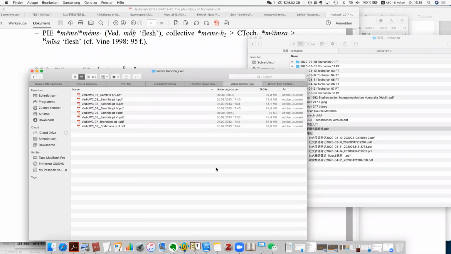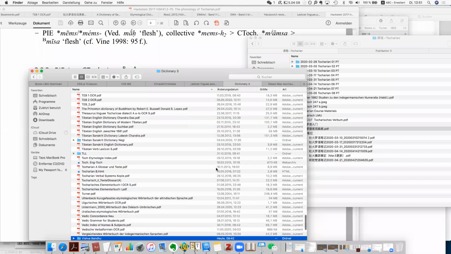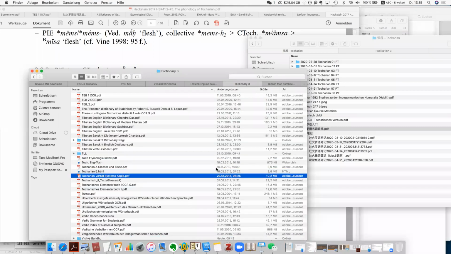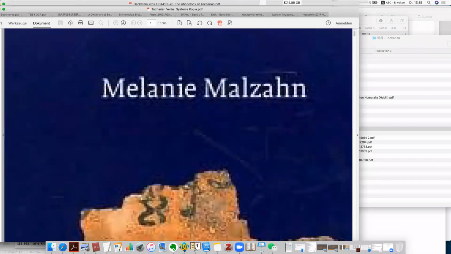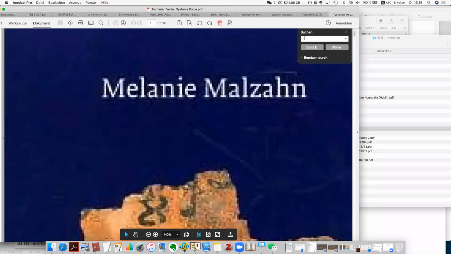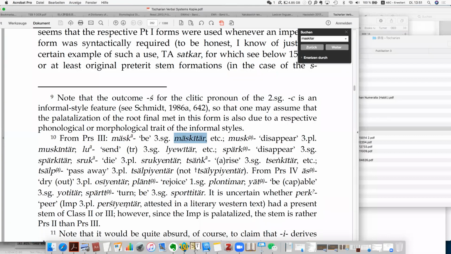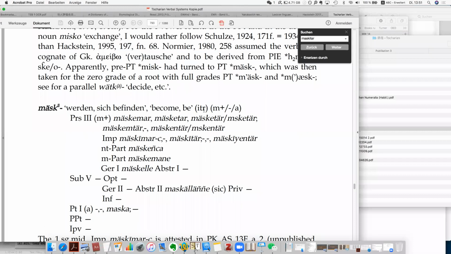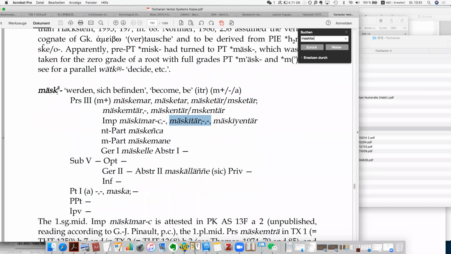by Mountain. This is PDF data you find in our folder called the Millennium Milestone, Tocharian verbal system, and you search mosquito, you find it. Yeah, it's pretty easy. You see, werden, sich befinden, or become, be. So the meaning is be or become. And see, this is imperfect.